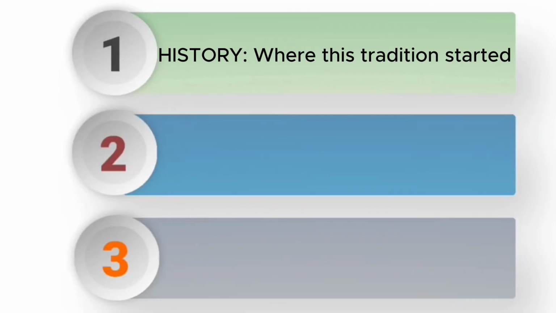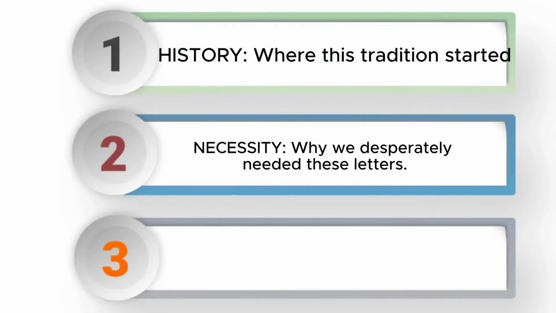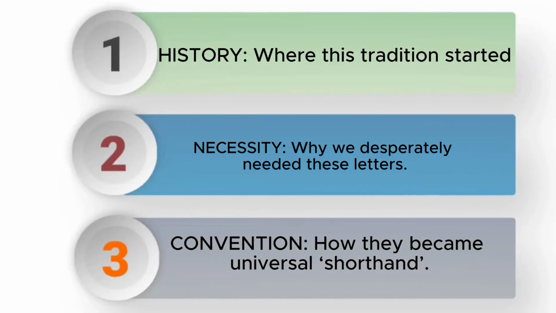Today, we're breaking it down into 3 key pillars. Think of them like the legs holding up the entire temple of mathematical notation. History, where this tradition started; necessity, why we needed these letters; and convention, how they became universal shorthand. Let's travel back in time first.